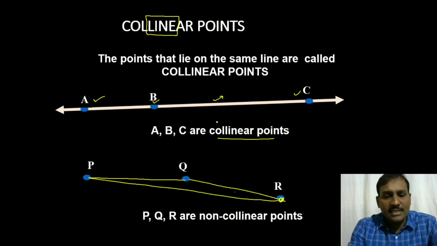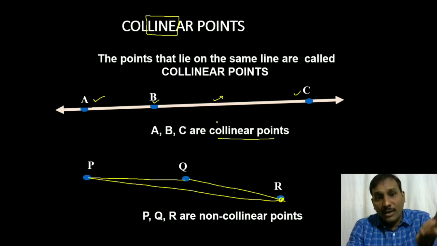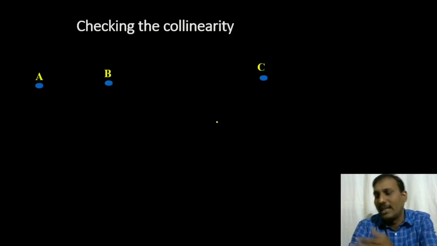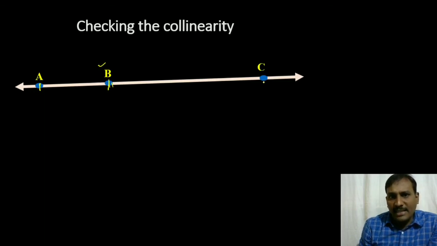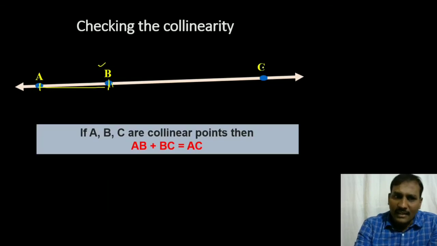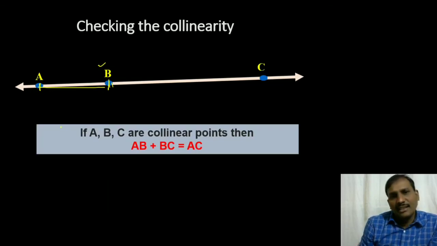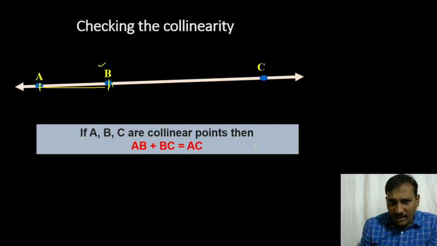Now let us take some more points. And what is the geometrical proof for these collinear points? Let us take these points, checking the collinearity. Now you have A, B, C, they are on the same line. Let us say that B is lying between A and C. So if you add AB plus BC, will you get AC or not? Yes. So this is the condition for collinearity. If A, B, C are collinear points, then AB plus BC is equal to AC, as B is in between.